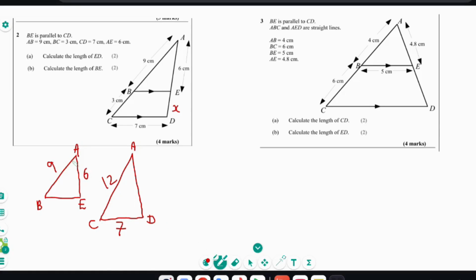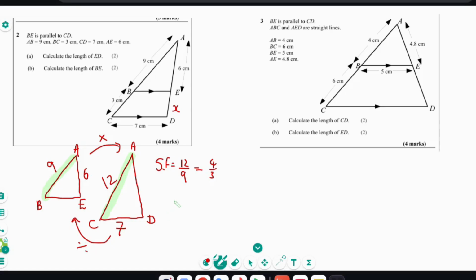So scale factor. AB is known, AC is known. So we can use those two lengths to find the scale factor. 1.3 recurring. I'm just going to leave my answer as 4/3. So I can use the 4/3 in any calculations to keep an accurate answer. Now I'm going to find AD, which will help me then find ED. So from the smaller triangle to the bigger one, we times. Going back, we divide.